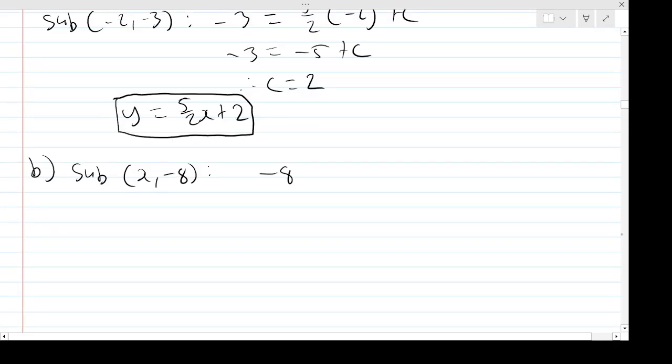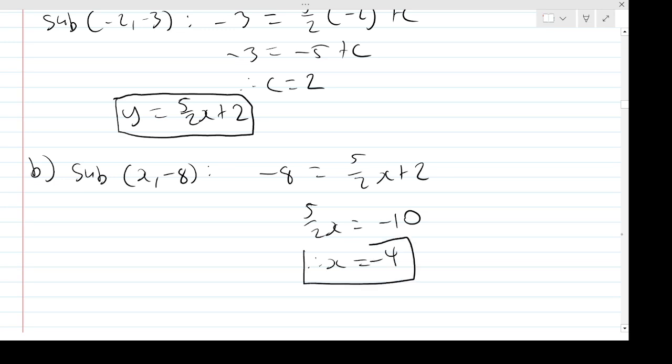So then y is minus 8, then I got 5 over 2 x plus 2. Then I get 5 over 2 x. If I take away 2, I get minus 10. Therefore, x then is, if I divide both sides by 5 over 2, minus 10 divided by 5 over 2 gets me minus 4. Great stuff.